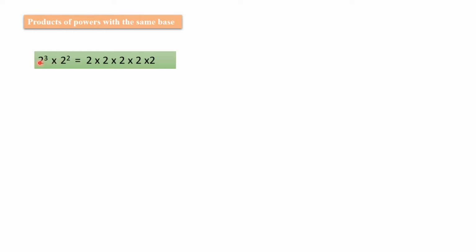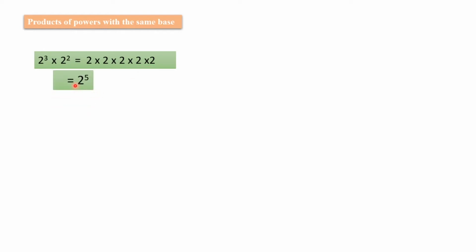Okay, now look at this. These two have the same base, 2 to the power 3 and 2 to the power 2. What is the base? You know the base is 2. What is the index? Here the index is 3, and here the index is 2. Now 2 to the power 3 you can expand: 2 into 2 into 2. And 2 to the power 2 is 2 into 2.